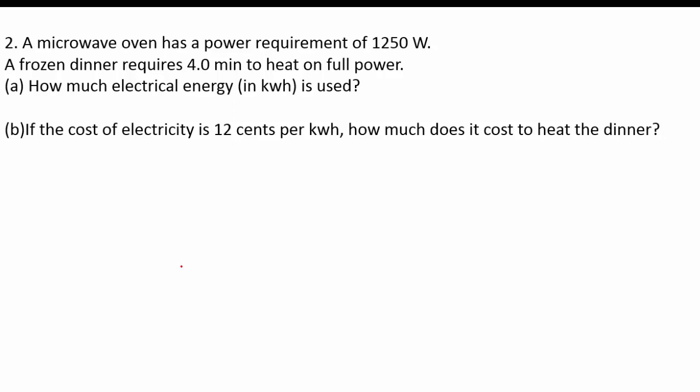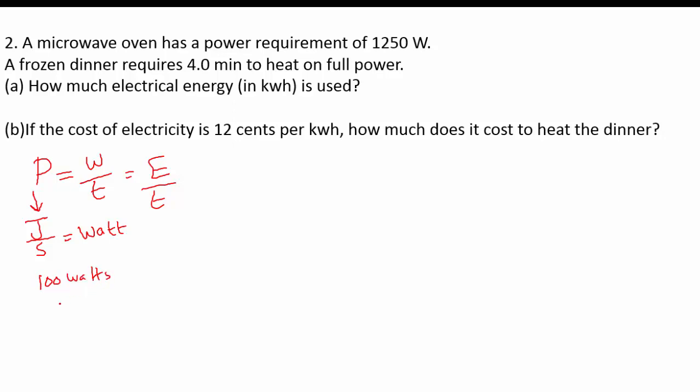Before we introduce the unit kilowatt hour, let's talk about units of power in general. As we mentioned, power is equal to work over time or energy over time. We know that the energy unit is joule and the time unit is second. So power is joule over second. That's the unit of power, and we call this unit watt. So a 100 watt light bulb, for example, means this light bulb consumes 100 joules of energy per second.